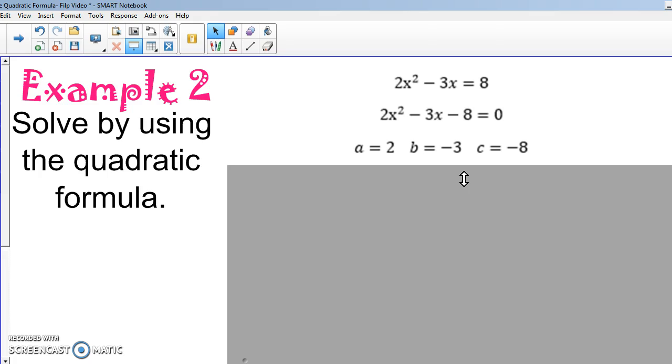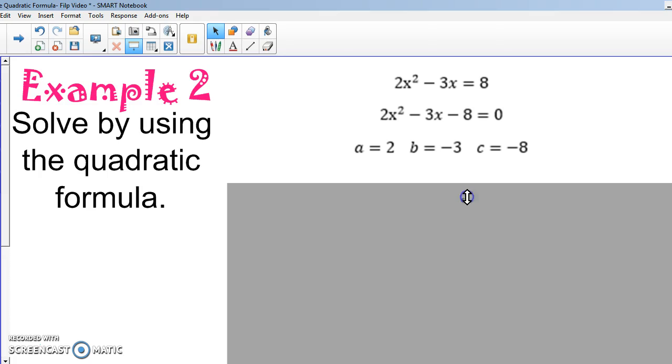So once you have your A, B, and C, we're going to write down the formula. So it's negative b plus or minus the square root of b squared minus 4ac all divided by 2a. And then everywhere we see a, we're going to plug in 2. Everywhere we see a b in our formula, we're going to put negative 3. And everywhere we see a c, we're going to put negative 8.